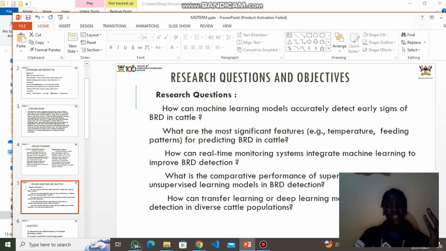Then, how can real-time monitoring systems integrate machine learning to improve BRD detection, a system like ours? What is the comparative performance of supervised versus unsupervised learning models in BRD detection? We go ahead and make a comparison of supervised and unsupervised learning models. And how can transfer learning or deep learning models improve BRD detection in diverse cattle populations?